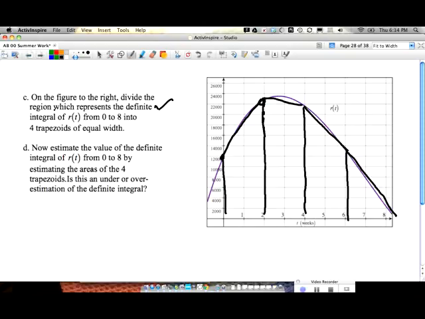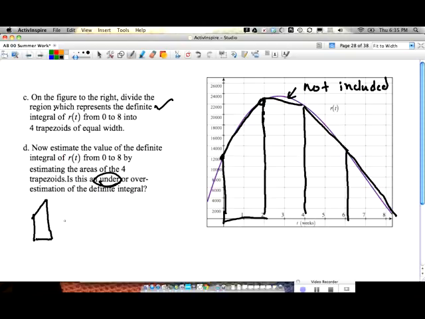Now estimate the value of the definite integral from 0 to 8 by estimating the areas of the 4 trapezoids. Is this an under or overestimation of the definite integral? Well, I'm going to say right now it's under, because there are parts of the area that are not included. Those are things that we forgot to count, if we're shortcutting it with these intervals of trapezoids. So for this interval, we need to find the area of a trapezoid.